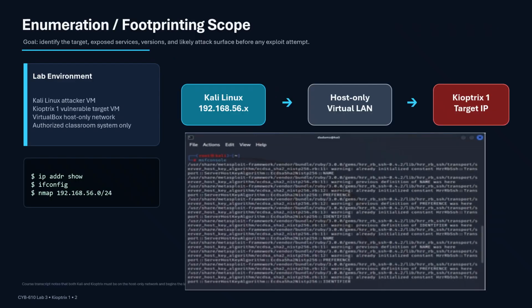Now I'm going to move over to slide 2, where we have the lab environment. This is the enumeration footprint scope. This lab environment consists of two virtual machines, the Kali Linux server as the attack machine, while the Cortex One is the target. Both systems are connected to the same virtual network so they can communicate during the assessment.